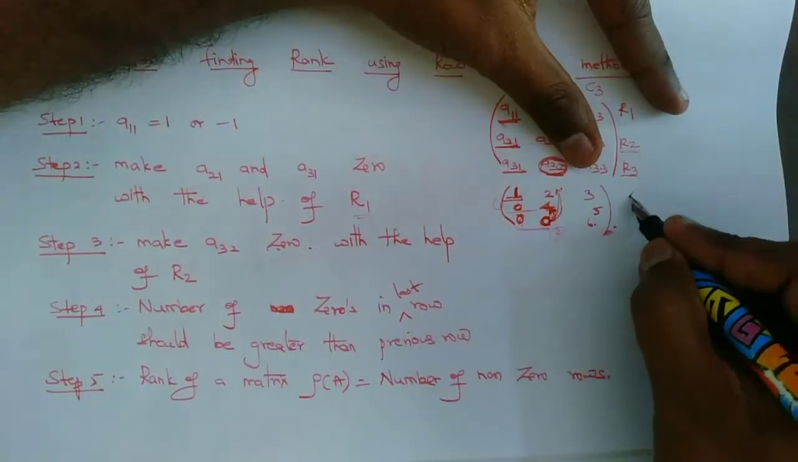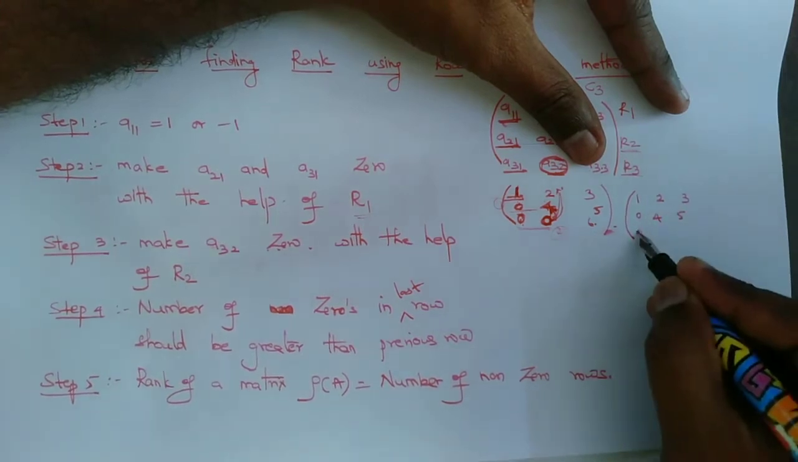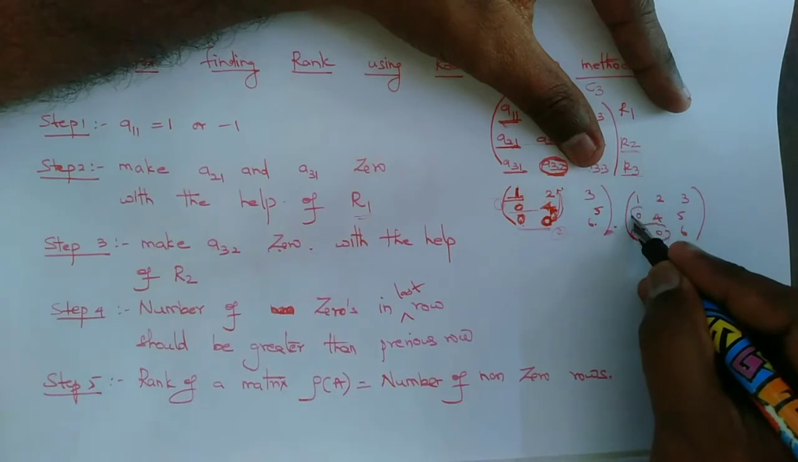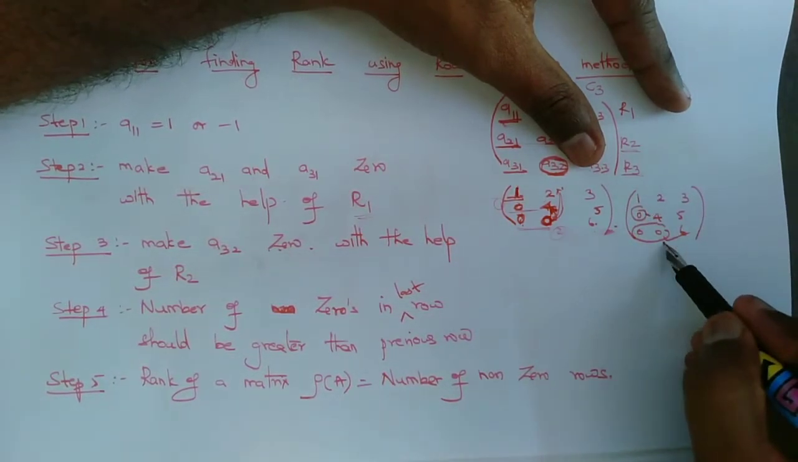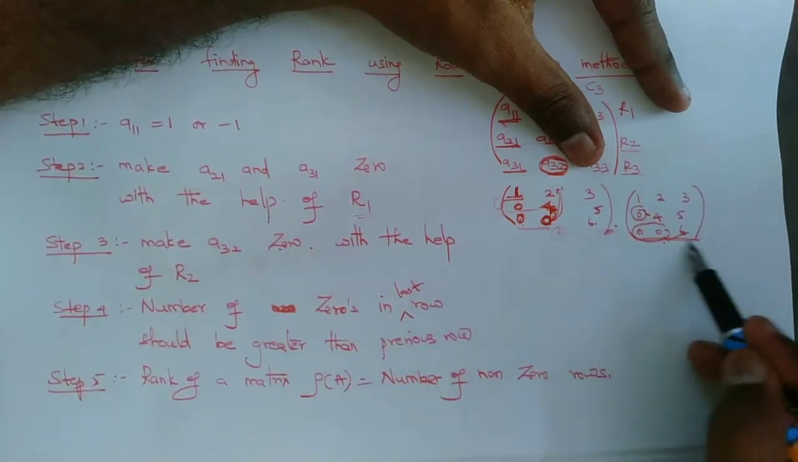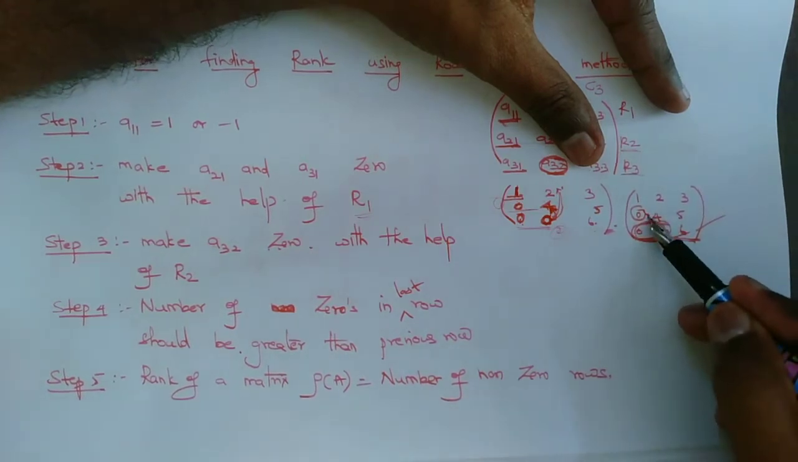Listen carefully. 1, 2, 3, 0, 4, 5, 0, 0, 6. How many zeros? It contains 2 zeros. How many zeros? It contains only 1 zero. This is greater when compared to this one. The number of zeros in the last row should be greater, yes, greater only than the previous row.